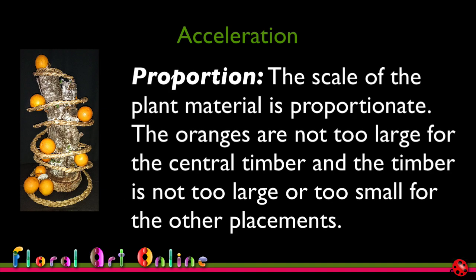Proportion. The scale of the plant material is proportionate. The oranges are not too large for the central timber, and the timber is not too large or too small for the other placements. And that's probably a reasonable assessment. It's just that our eye tends to tell us there's something wrong with it because that central timber section is so dominant, because I haven't cut that line with the bulk that it creates.